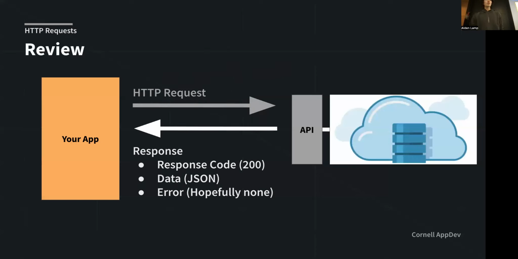And then the server will respond with three notable things. The first being the response code. 200 is successful, and as we've covered before, 400 is an error. The actual data, which comes in the form of JSON, and then an error if there is an error, but hopefully there is not. I think the way it usually goes is if the response code is 200, there's a value in data. If the response code is an error code like 404, you get a value in error.